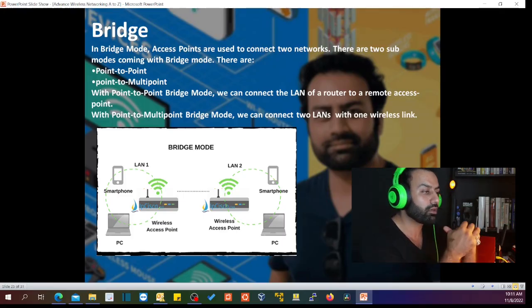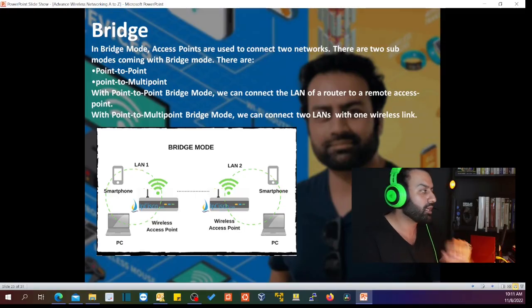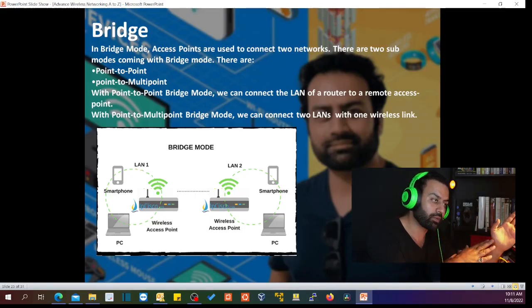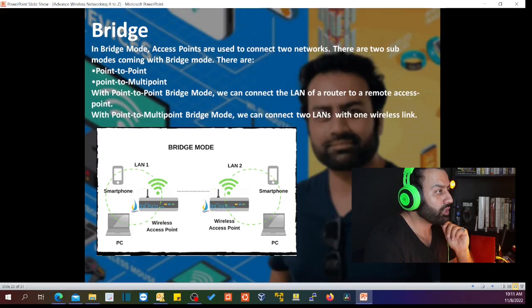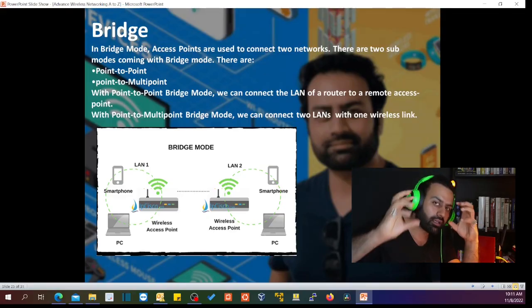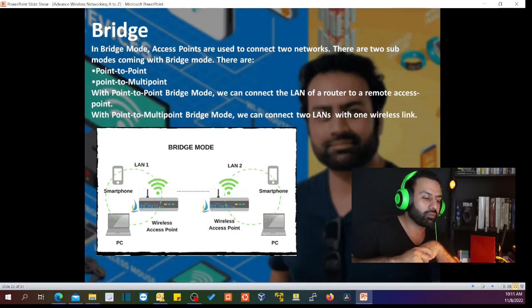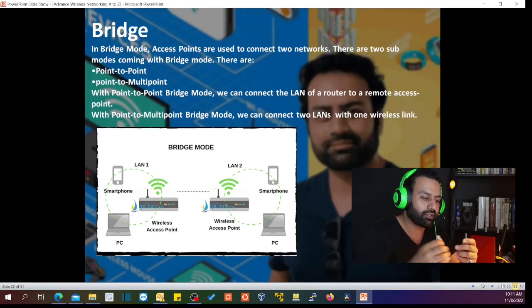If you look at the diagram, we have the same thing. Pretend that LAN 1 and LAN 2, local area network 1, local area network 2. Local area network 1 is one building and local area network 2 is another building. It's a concept. So what happened in here is that in bridge mode, access points are used to connect two networks. Common sense. As we discussed, there are two sub modes coming with the bridge mode. There is point to point, like me and you, and there is point to multi-point. So what is point to point? What is point to multi-point?